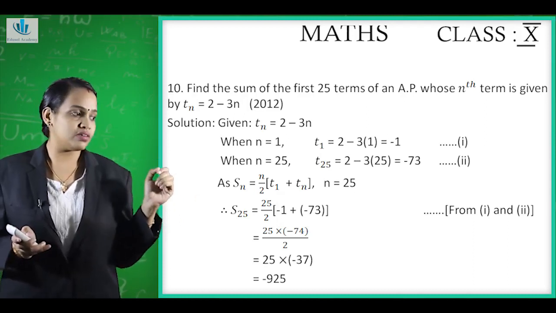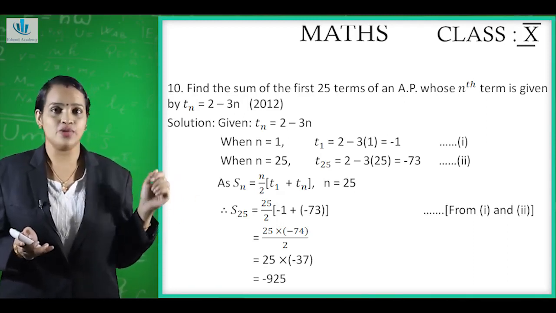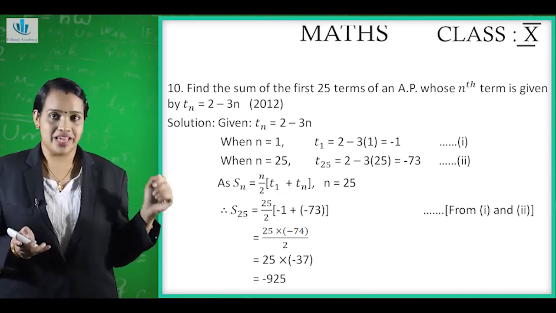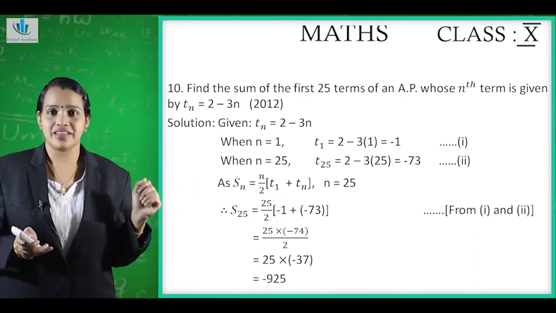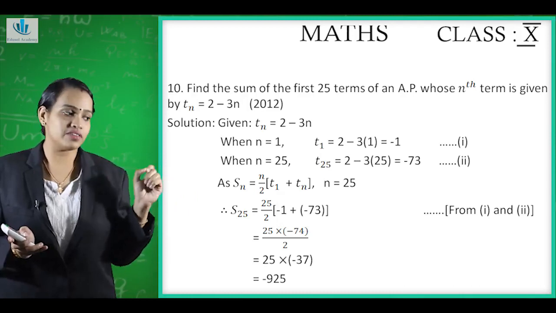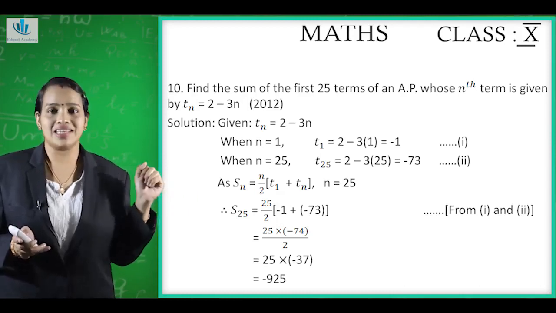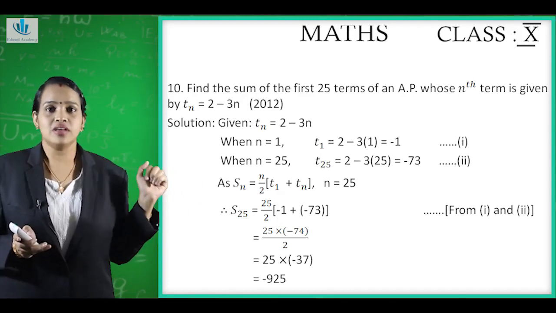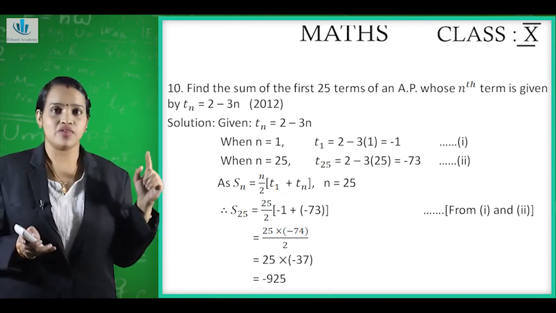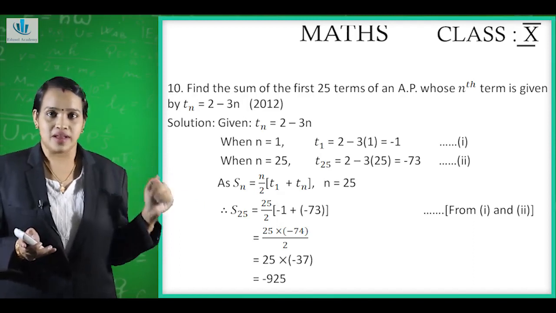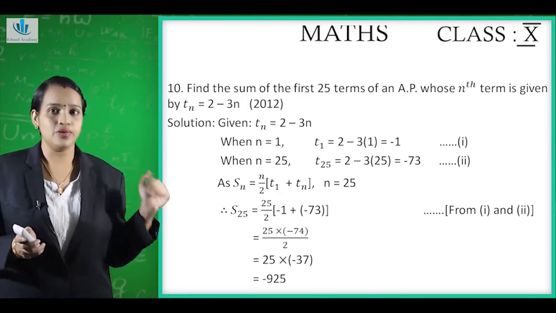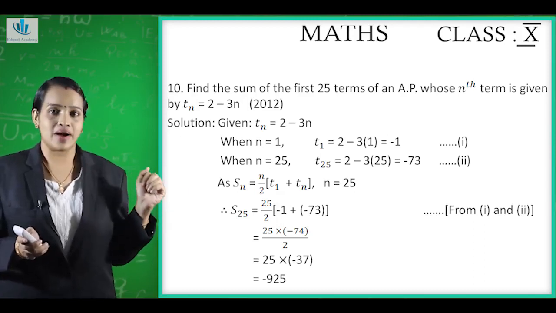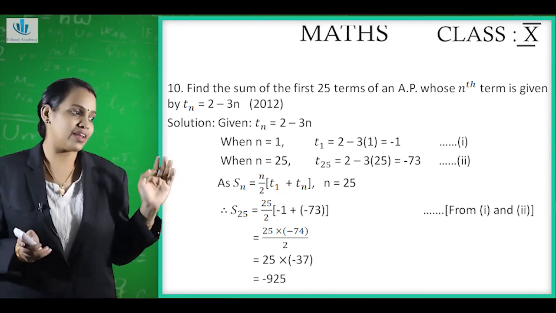As you know this formula, Sn is equal to n upon 2 into (T1 plus Tn). Therefore, you know n is equal to 25, so for n we will write 25. So S25 is equal to 25 upon 2 into (minus 1, that is the T1 value we have got, plus the Tn value, minus 73), equal to 25 into minus 74 upon 2, which is equal to 25 into minus 37 equal to minus 925.